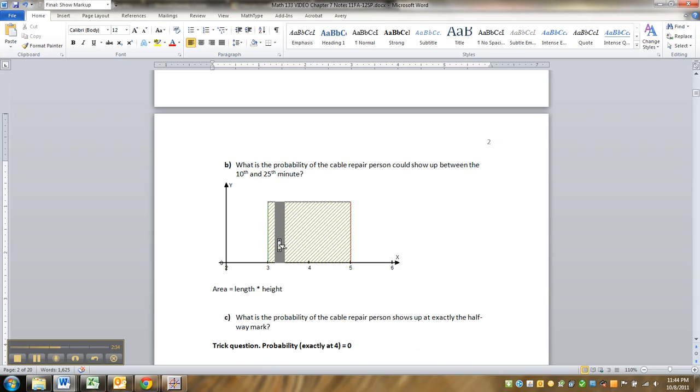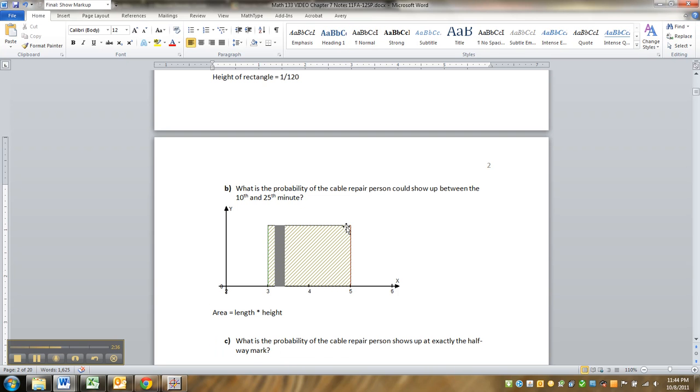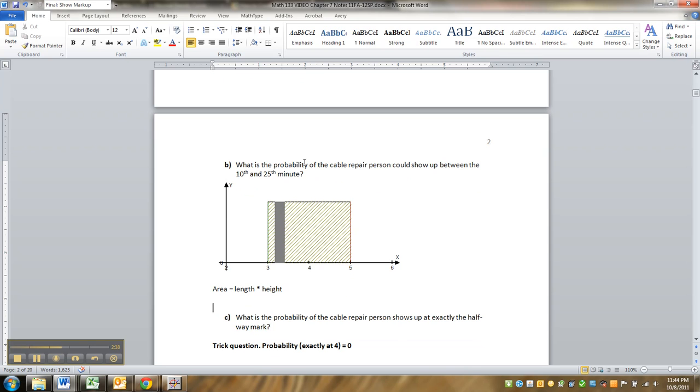All right, so what is the probability the cable repair person will show up between the 10th and the 25th minute? And I drew it for you in a little shaded box here. So there's the 10th minute over there, the 25th minute over here. But when you're looking for the probability, what you're really saying is, what is the area of this bar that I just drew right here?